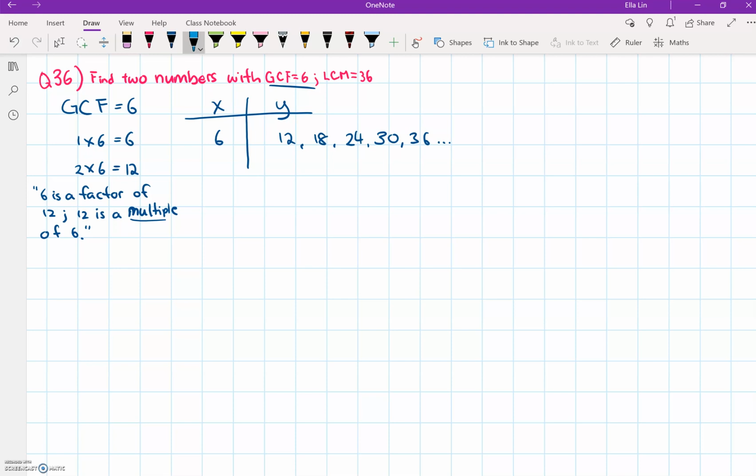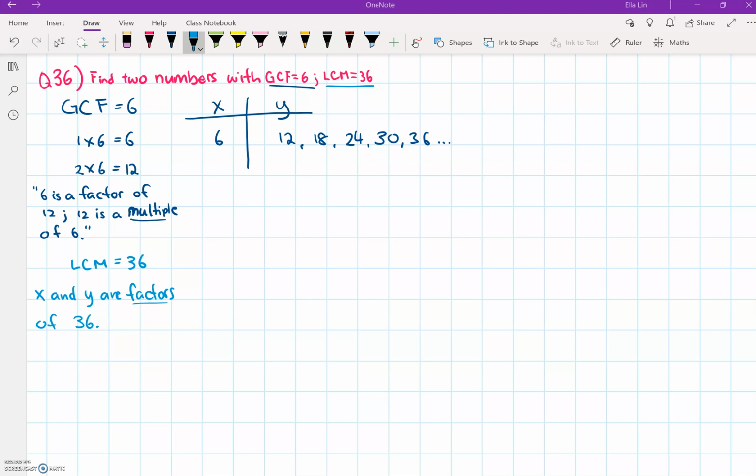Now let's look at our second part here. Least common multiple. I need two numbers with least common multiple of 36. So that means as I use my two numbers, my x and y are now factors of 36. I also have to make sure that 36 is actually the smallest number they can have as a multiple.